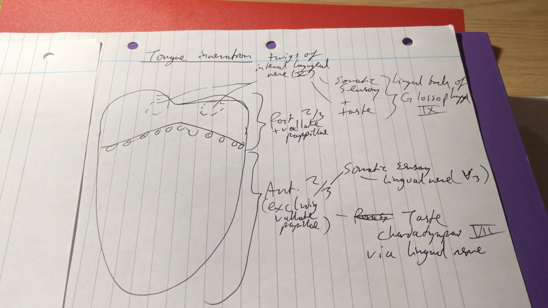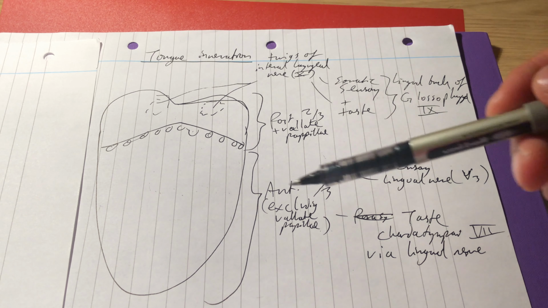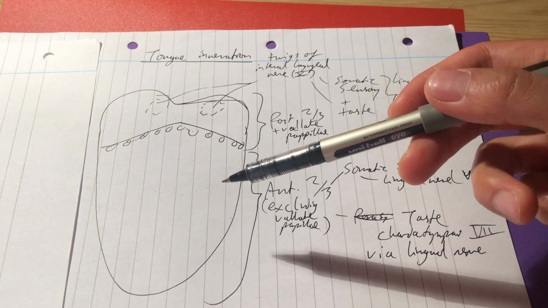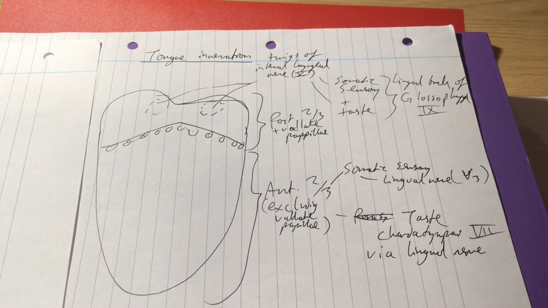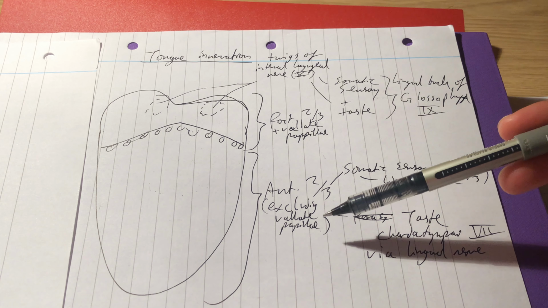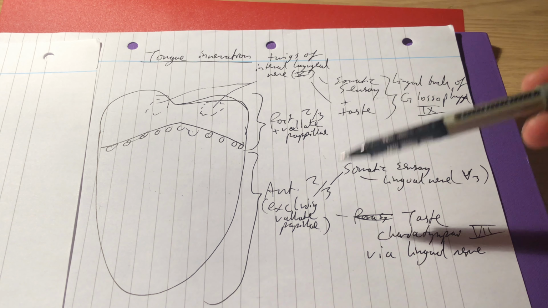Aside from the tongue muscles, the innervation of the anterior 2/3 of the tongue is from the lingual nerve, branch of the mandibular nerve, for somatic sensory, and for taste, the innervation is from the chorda tympani, branch of the facial nerve, via the lingual nerve. This, I should note, excludes the circumvallate papillae.